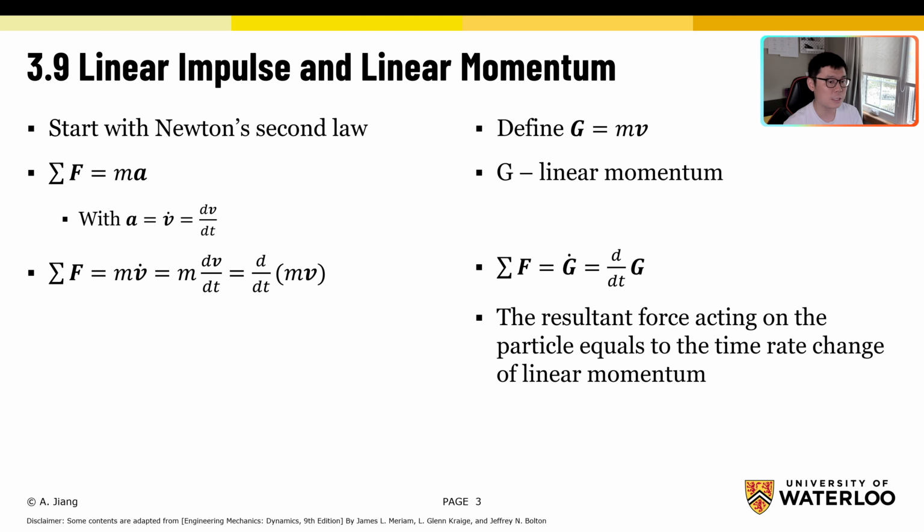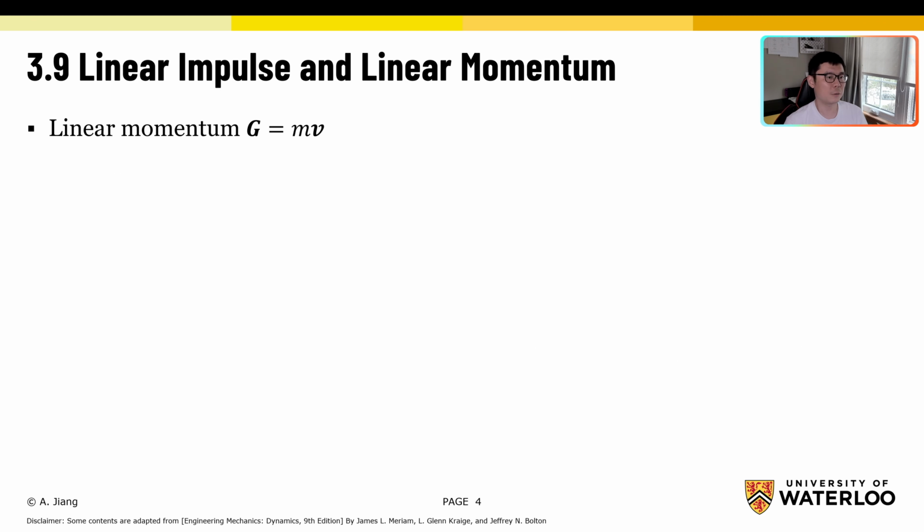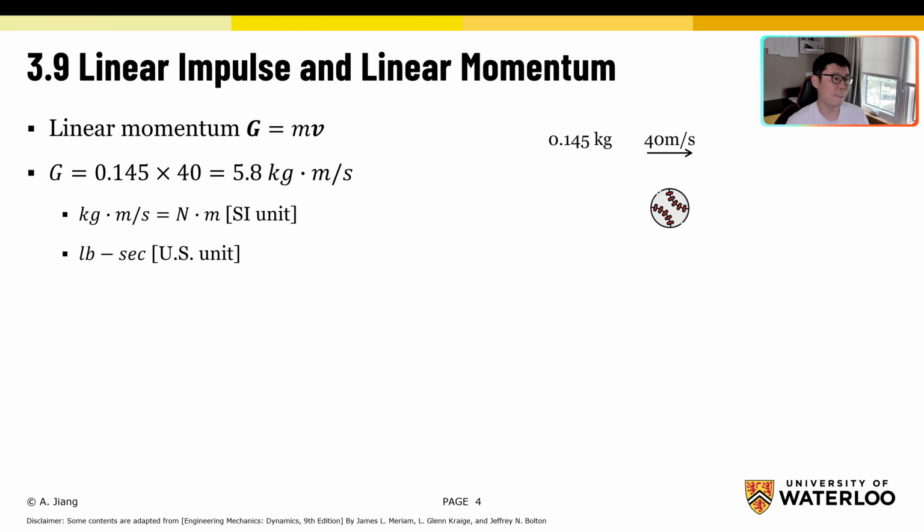The meaning of the equation is the resultant force acting on the particle equals the time rate of change of linear momentum. A reminder here, if you have been paying attention to those bolded fonts, thank you. You should notice linear momentum G is a vector. Let's take a quick look at one example here. Using G equals mv, we can calculate the linear momentum of this baseball at this instant is 5.8 kilogram meter per second. Of course, we are ignoring the gravity here, and the ball is flying horizontally.